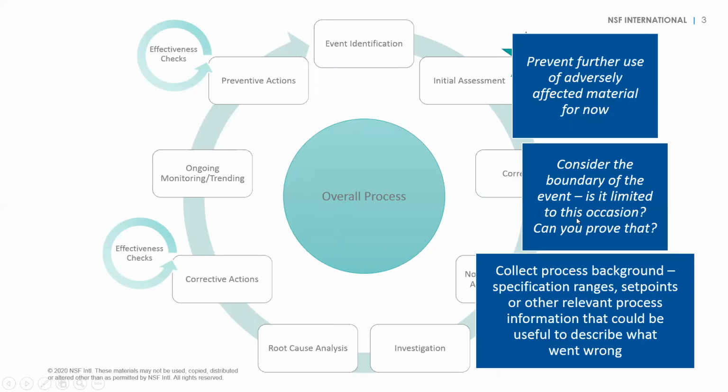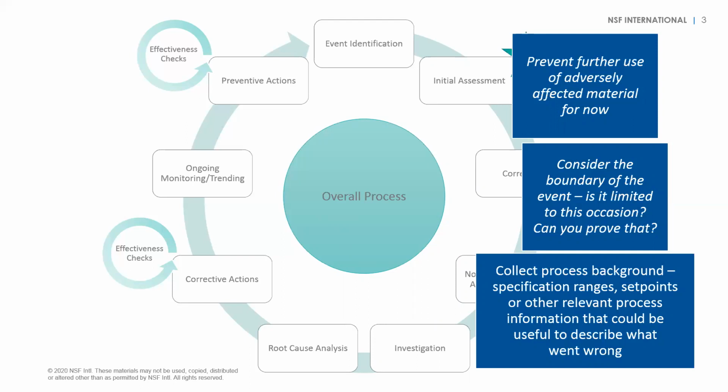Because very quickly you need to make sure you've prevented the further use of any adversely affected material and started to work out what the boundary is of this event. If you believe it's only this batch, you're going to have to be able to prove it. So can you? And early, you want to start collecting information about the actual process, what's the specific range, what's the set points, and who will have more information about the process, who in your organisation is going to be able to help you.